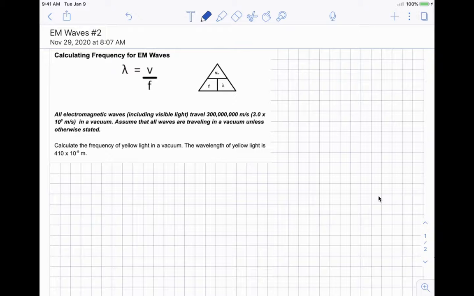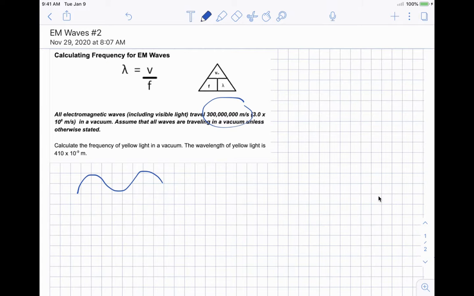Okay, so next example for calculating wavelength and frequency for electromagnetic radiation, remembering that the velocity is always going to be a constant when we are calculating with electromagnetic radiation. So first we do our drawing. Well, let's read the question. Calculate the frequency of yellow light in a vacuum. The wavelength of yellow light is 410 times 10 to the minus 9 meters.